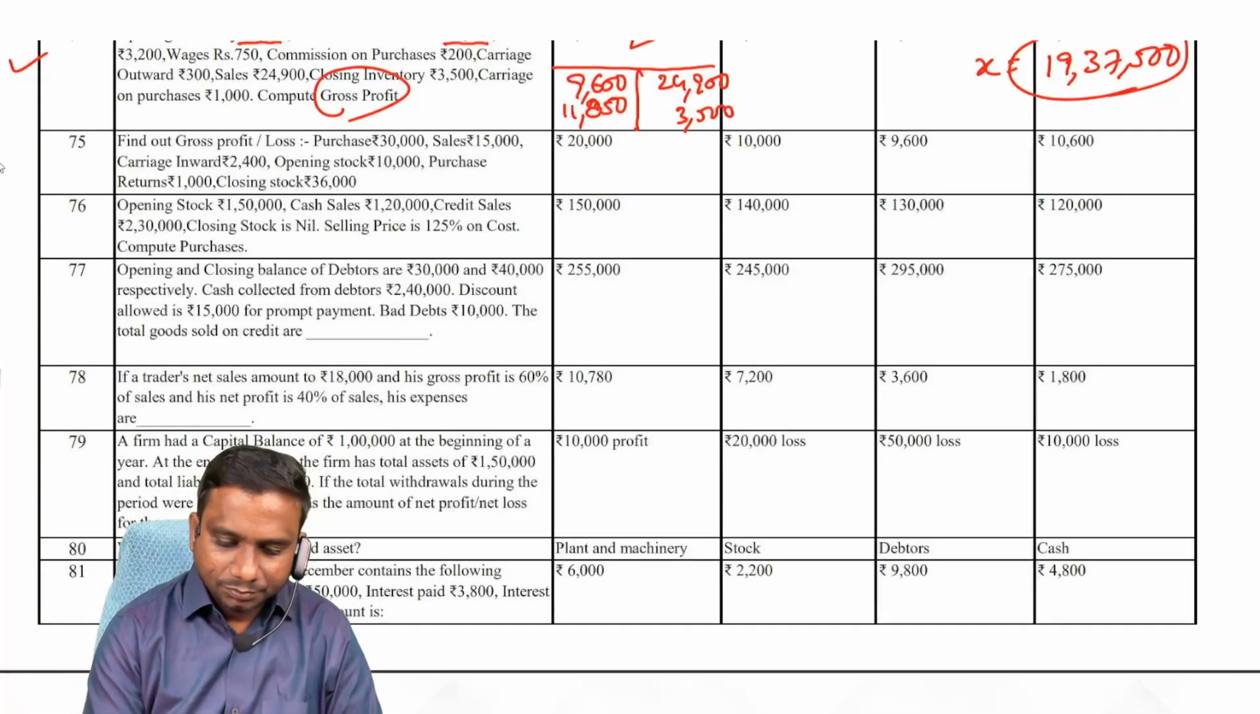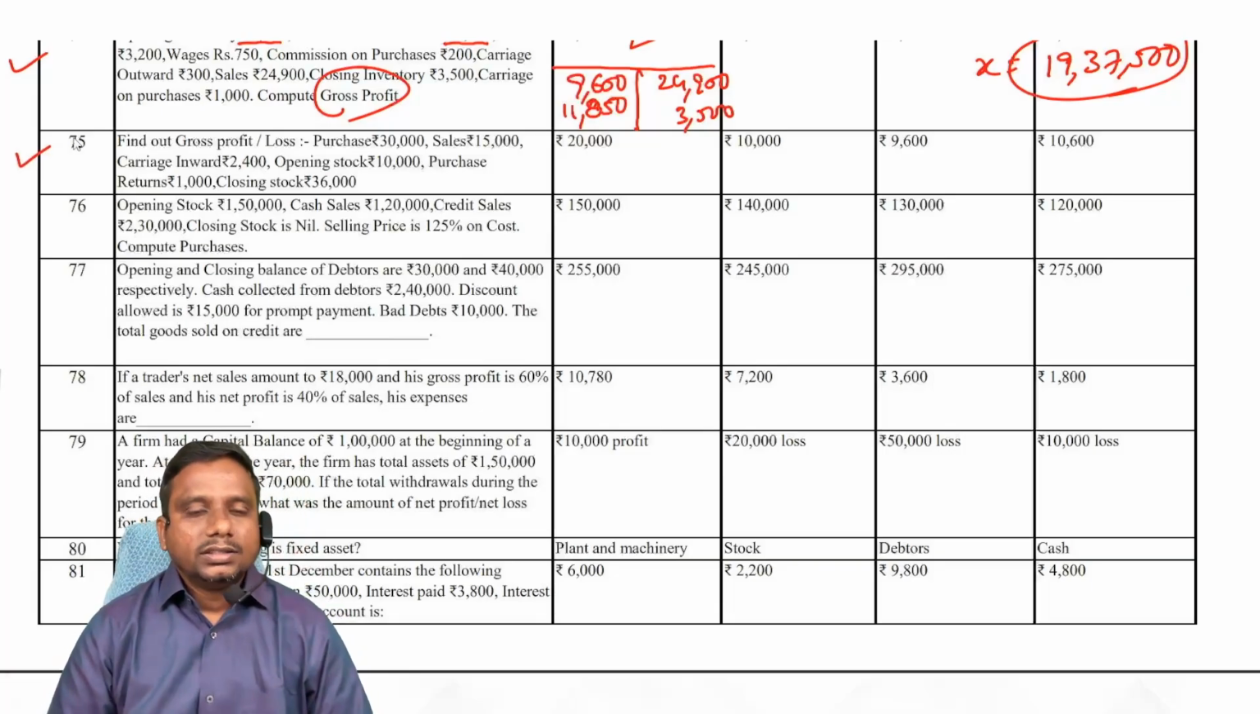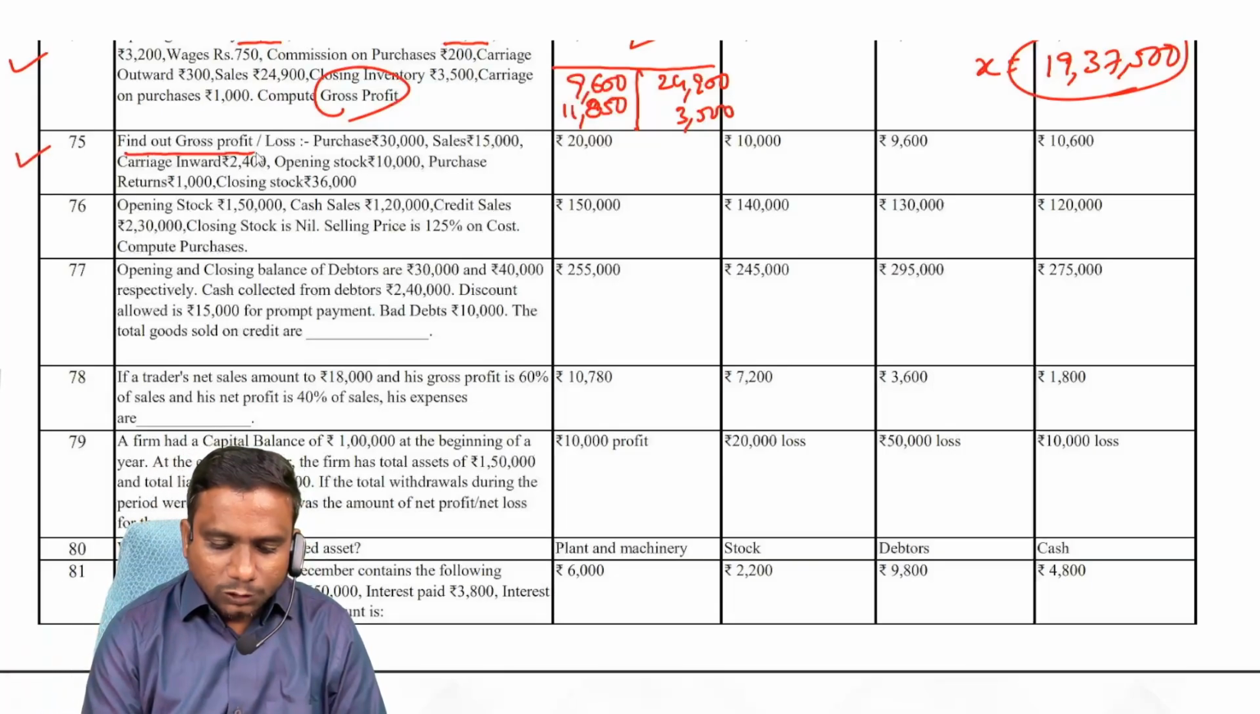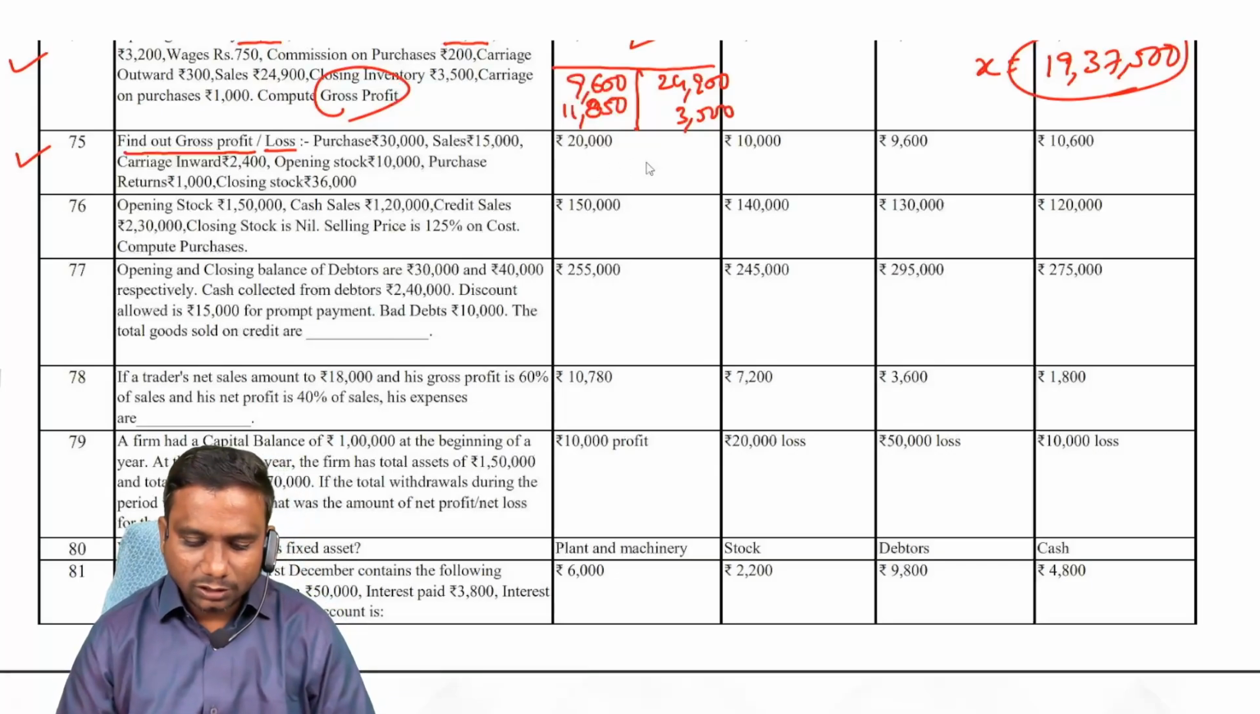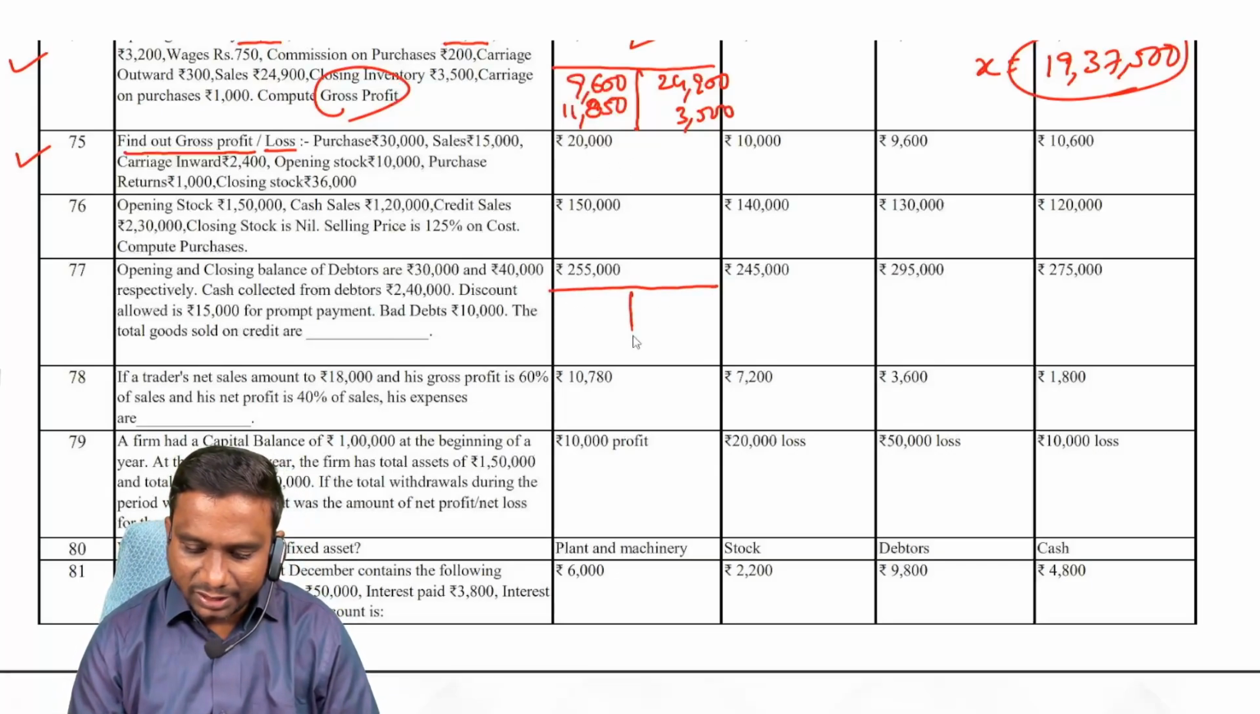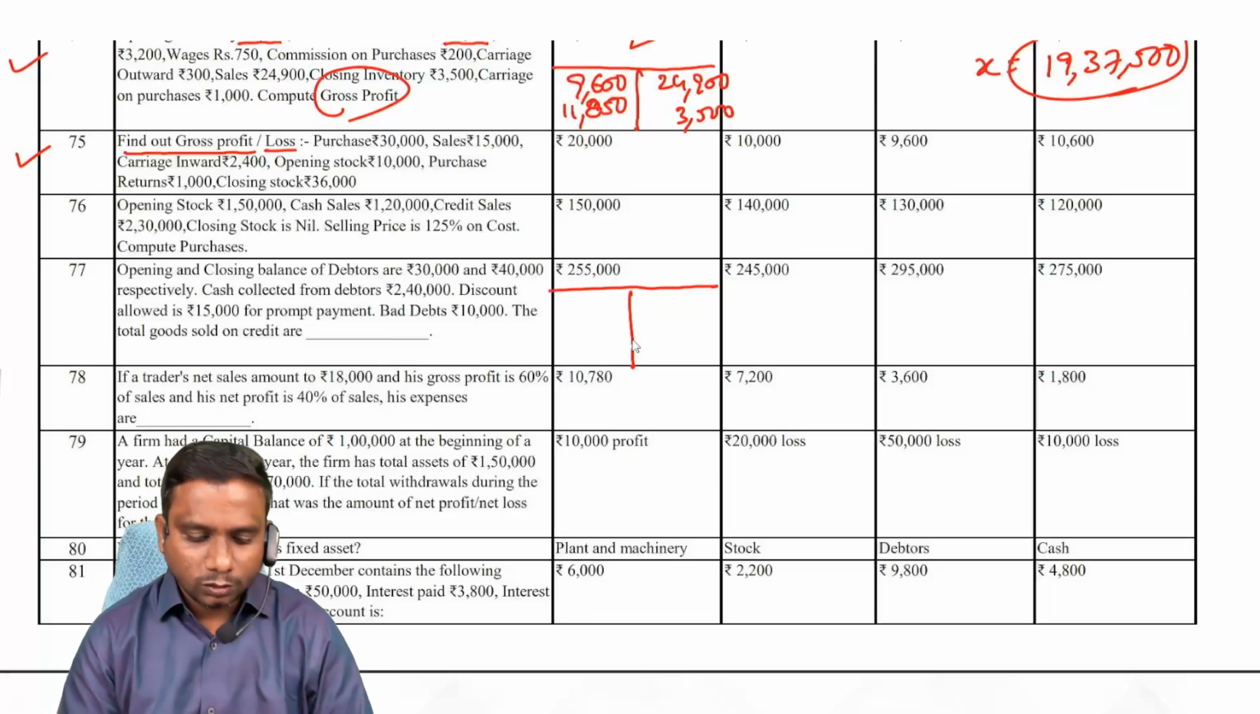Next one. 75. Find out gross profit or loss. They are asking to calculate gross profit or loss. Here I am preparing the trading account. Gross profit or loss means trading account only.